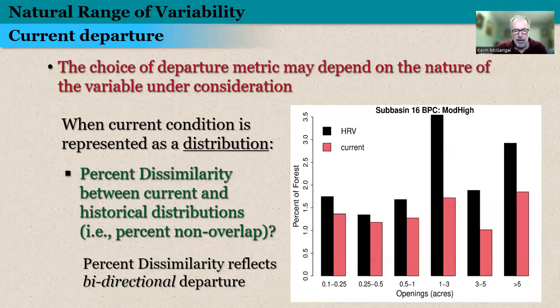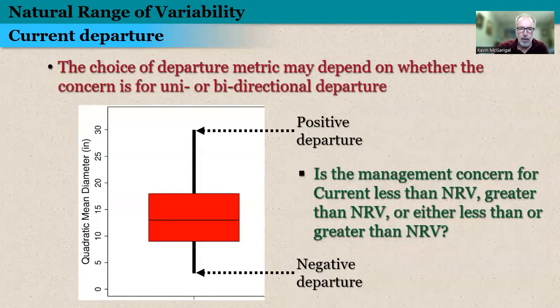And you could get a high degree of departure in cases where the current condition exceeded the HRV or NRV condition, or when it fell short of it, or some mixture of those two. In other words, it doesn't differentiate between the direction of departure. And that brings up this important point. The choice of departure metric may depend upon whether the concern is for unidirectional or bidirectional departure.